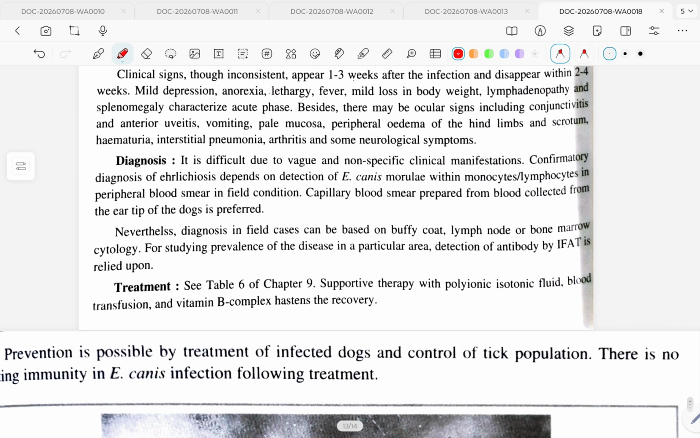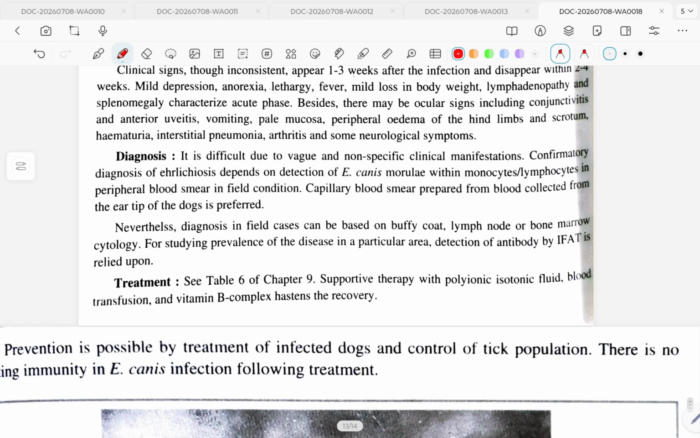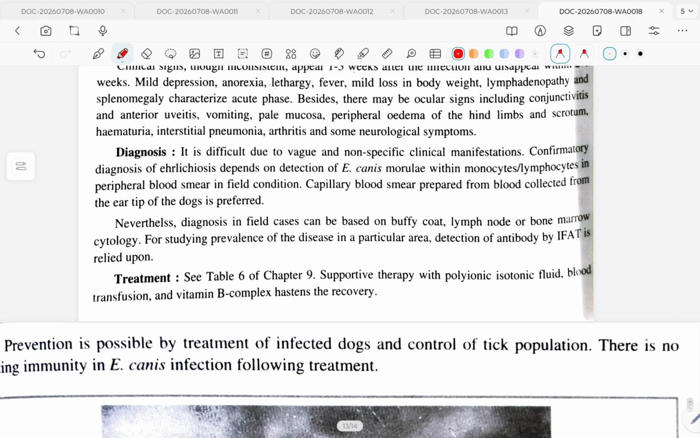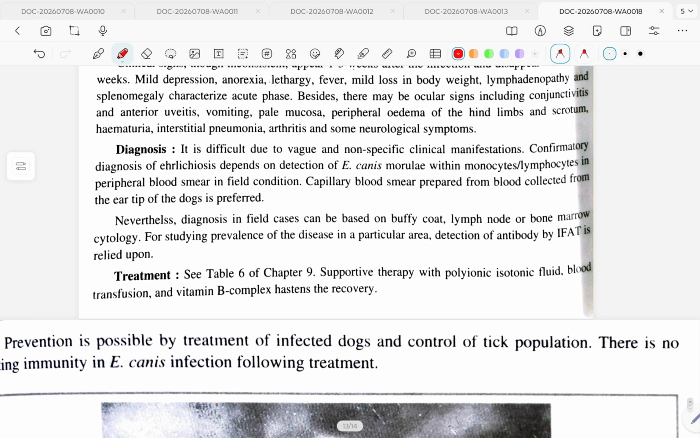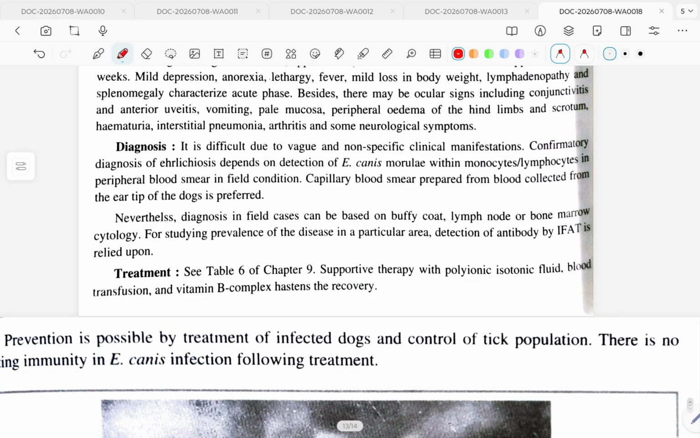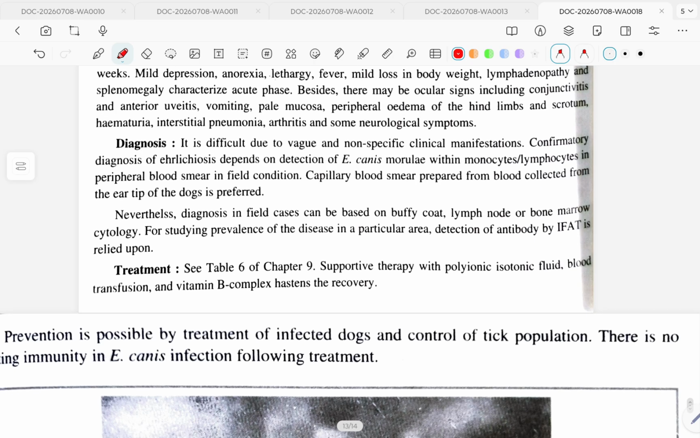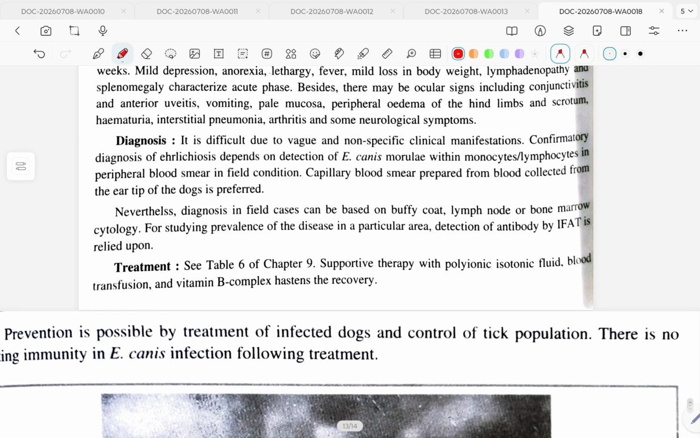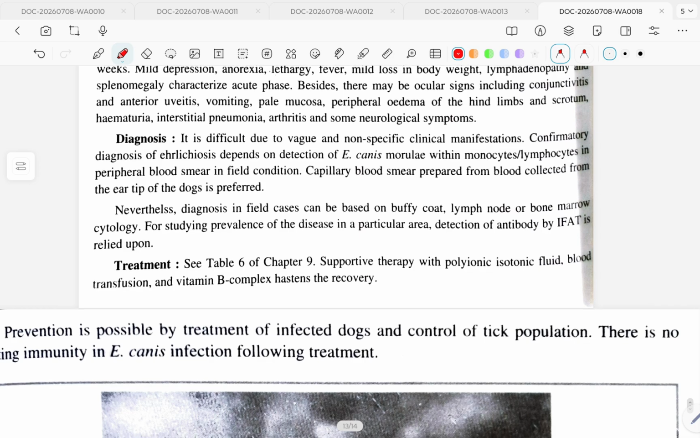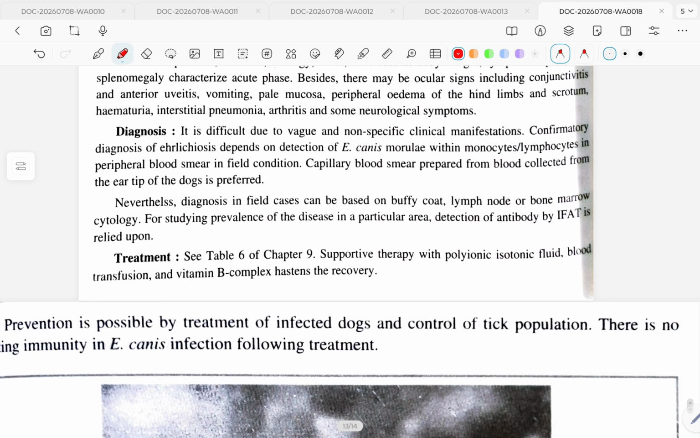Besides, there may be ocular signs including conjunctivitis and anterior uveitis, vomiting, pale mucosa, peripheral edema of the hind limb and scrotum, hematuria, interstitial pneumonia, arthritis, and some neurological symptoms.